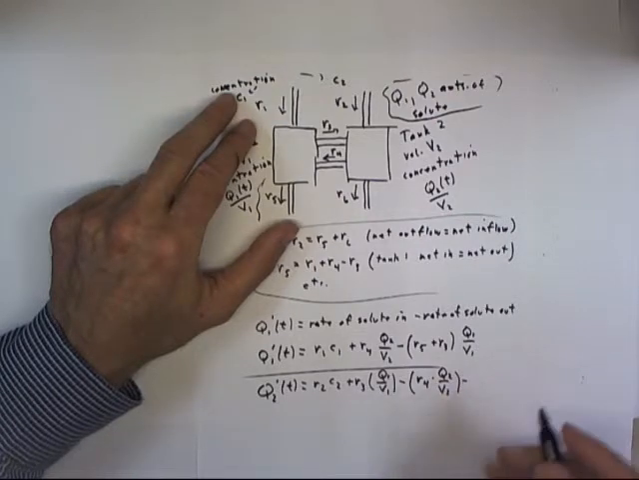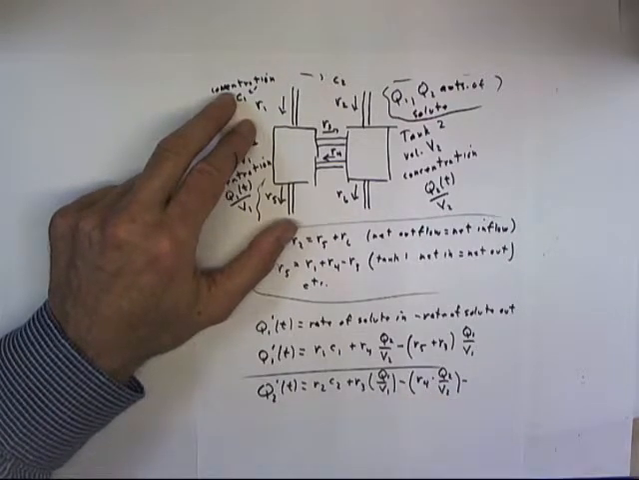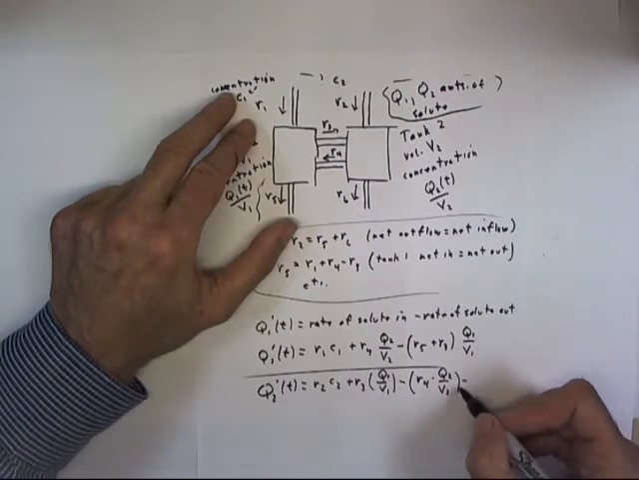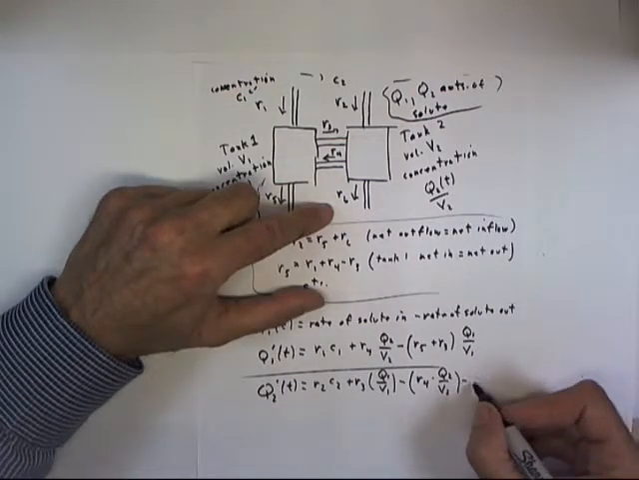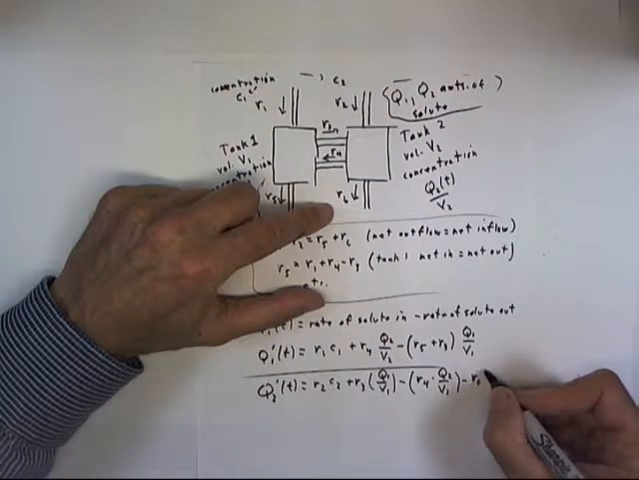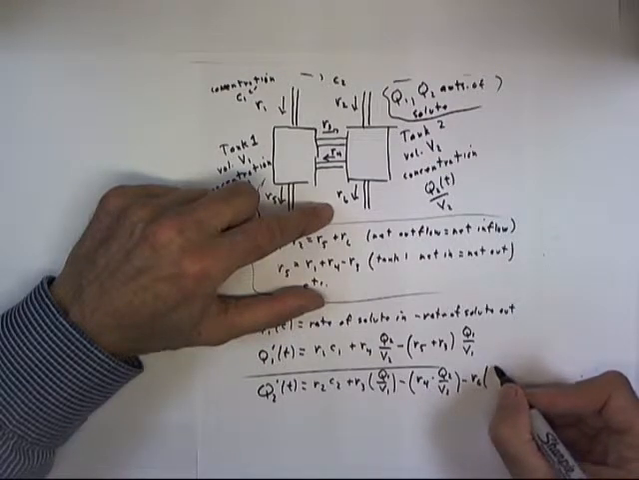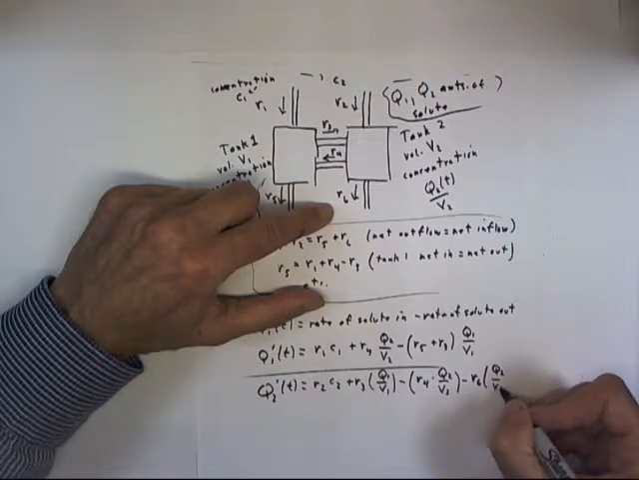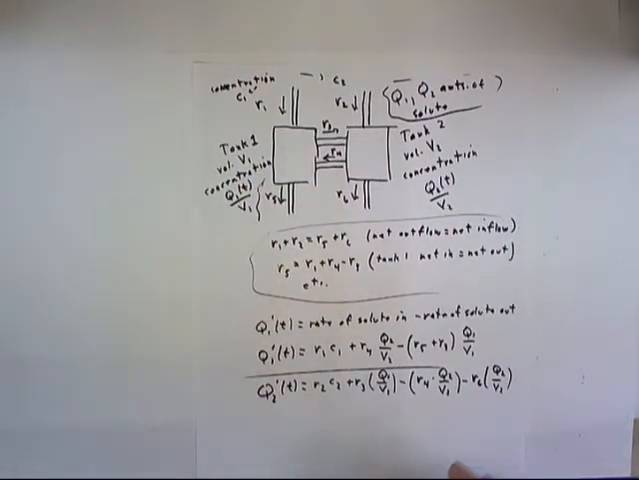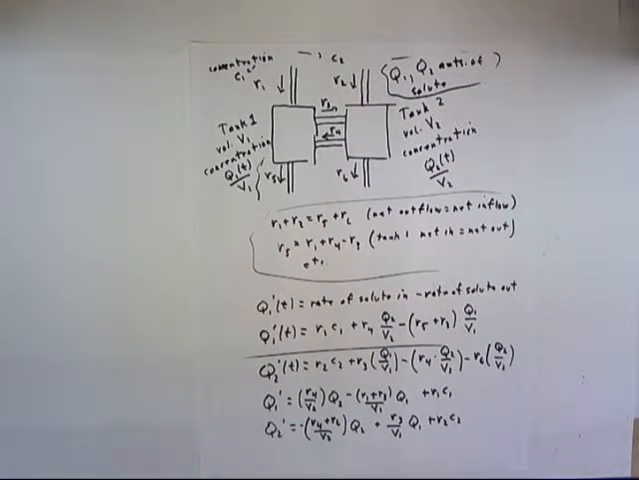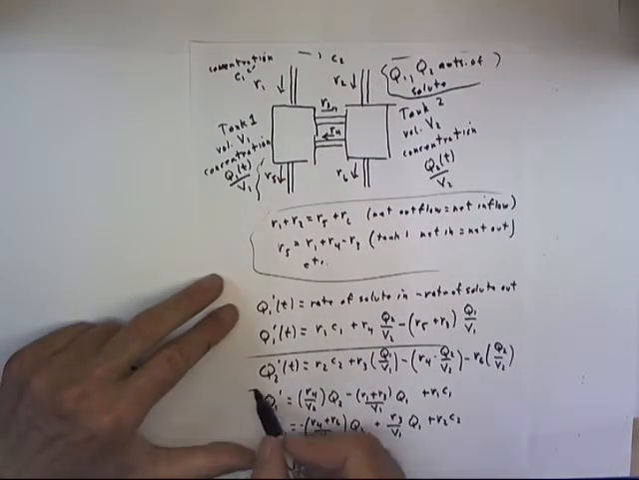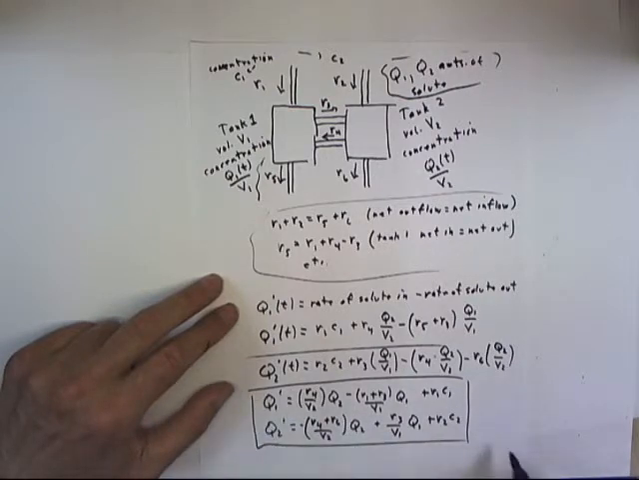And I was going to put both of these in parentheses, but we'll just put another minus sign here. Minus R6 times Q2 over V2. So that could be simplified a little bit. This equation, or this system of equations, then can be written in this form.